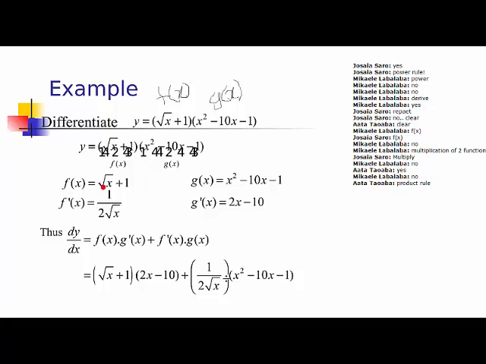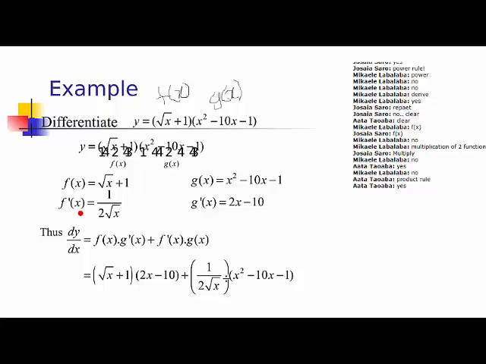So f of x is equal to root of x plus 1. When you differentiate, f dash of x will be 1 over 2 root of x. Anyone having any problem with how we get 1 over 2 root of x here? Anyone? Okay. So, how do we get that 1 over 2 root of x? Let's do it.